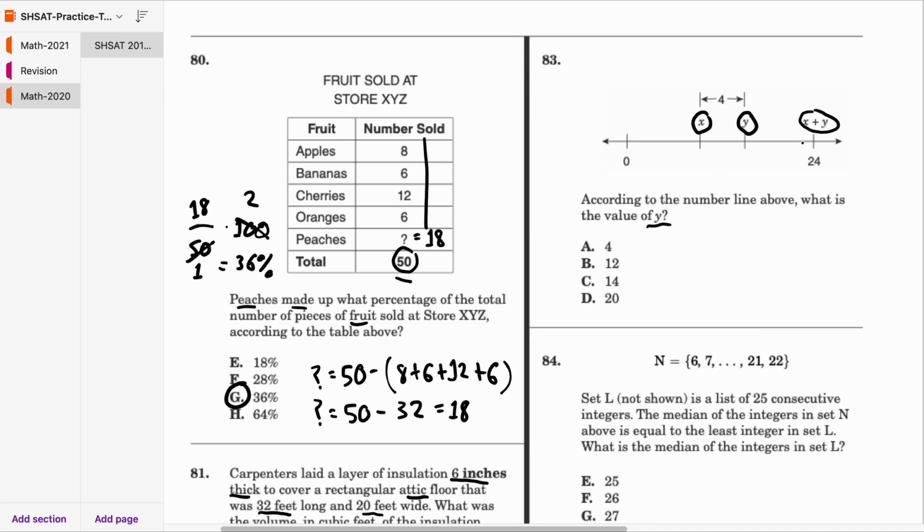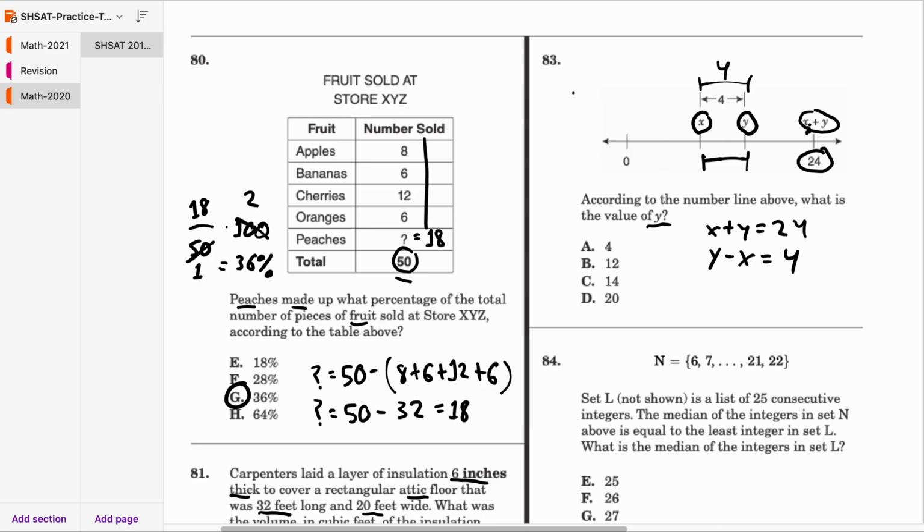So the first equation that I can think of is that we're being told right here that x plus y is equal to 24. So x plus y is 24. That's our first equation. And then secondly, we know that the difference between y and x is 4, right? They're 4 apart on the number line. And so we can say that y minus x is going to be 4.